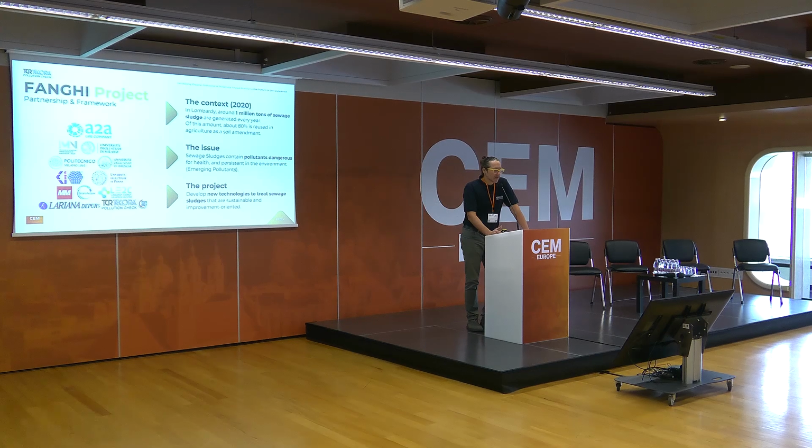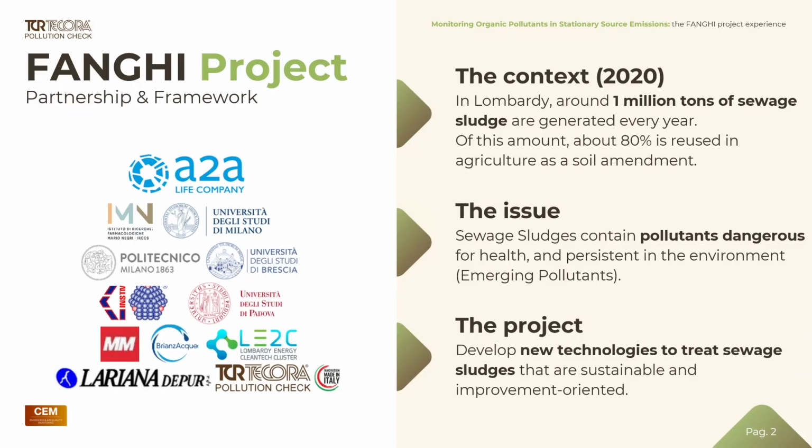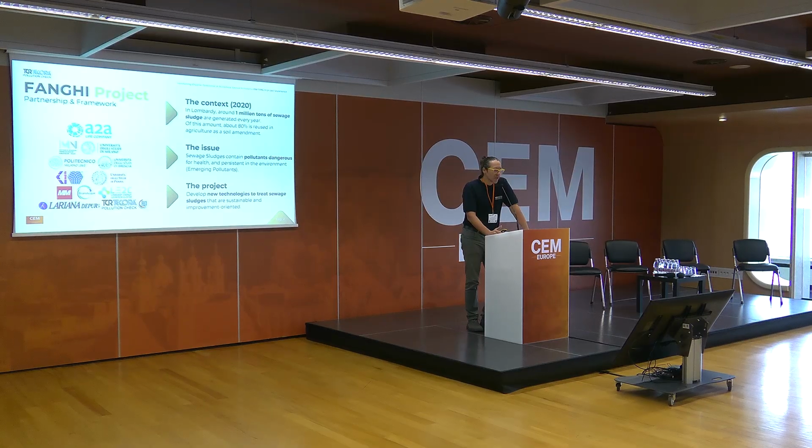And the context in 2020, which is the problem why we decided to develop this project: in Lombardy, it started as a local project, around 1 million tons of sewage sludge are generated every year. They are mainly used in agriculture as soil amendment, okay? But this brings some issues because sewage sludge contains pollutants dangerous for health, of course, and also for the environment because of their persistency. For this reason, we developed this project to find another solution.